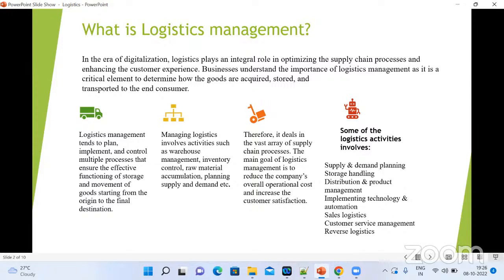We need to create multiple products and store them in our warehouses, so that as demand increases or decreases, based on simulations, we can release these products into the market. Then we come to the supply chain process. The main goal of logistics management is to reduce the company's overall operational cost and increase customer satisfaction.